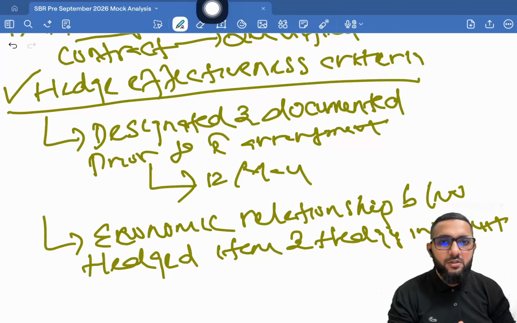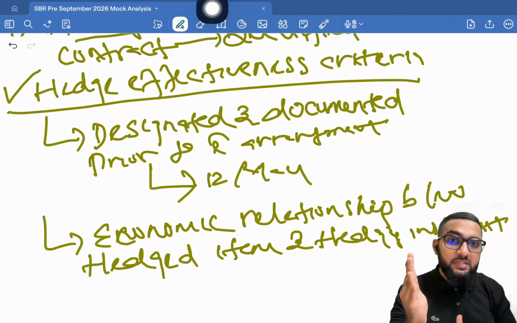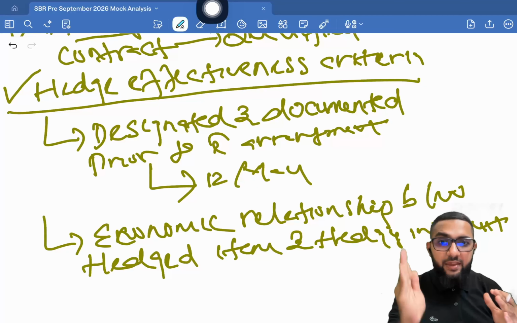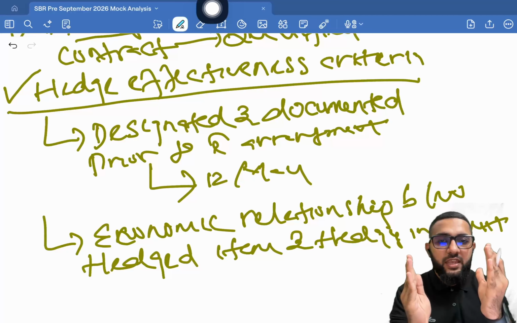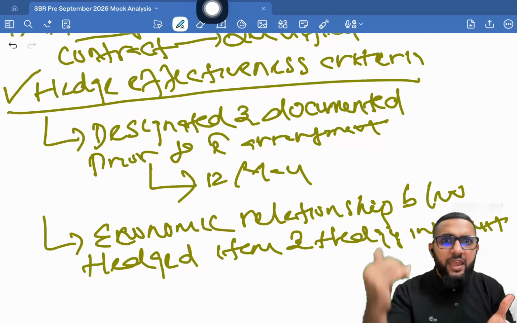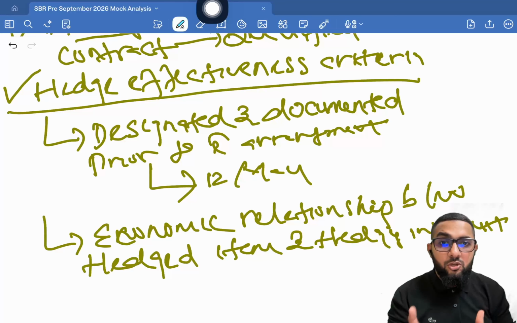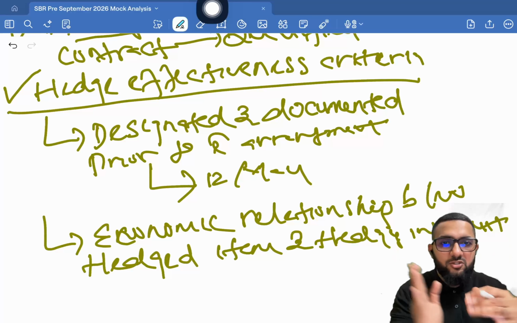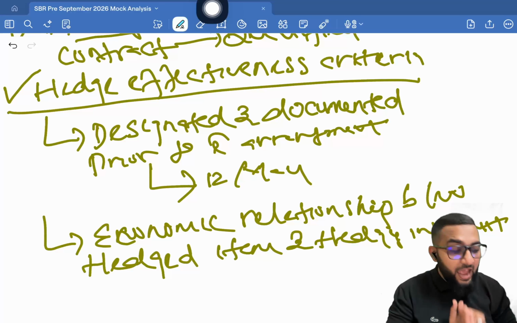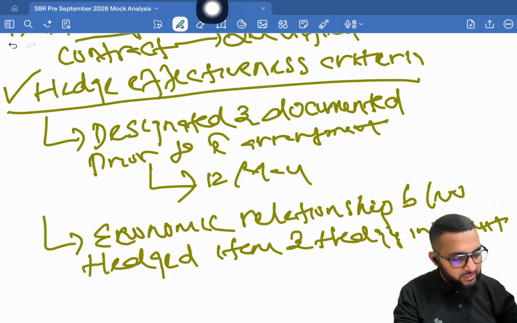zero risk arrangement. If both are working in the same direction, let's say the hedged item is having a loss or gain, and then the hedging instrument is also having a gain, ineffective. Hedged item is having a loss, hedging instrument also loss, ineffective. So one item should move in one direction, the other item should move in the other direction. Only then is there an economic relationship. And then you apply in this scenario, in this context, you have to apply.